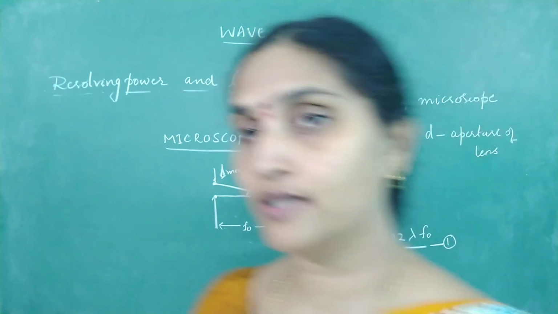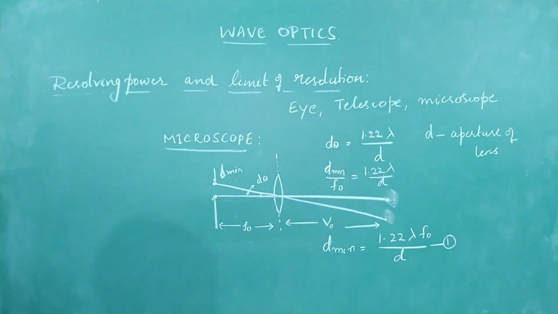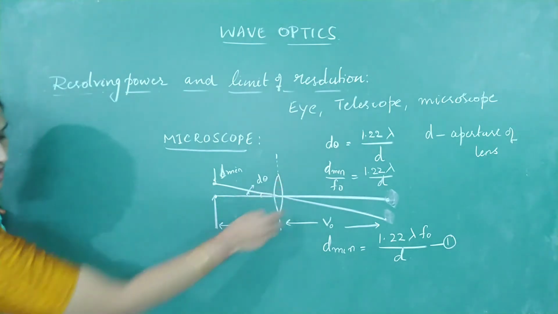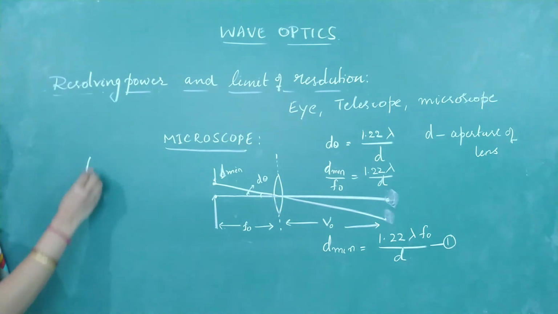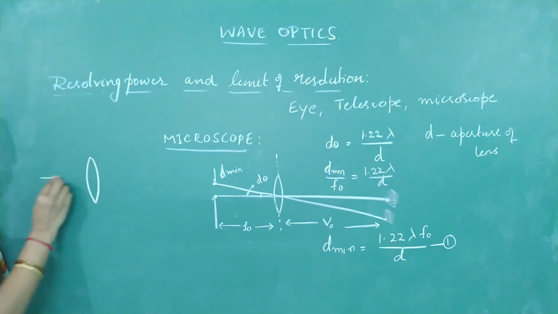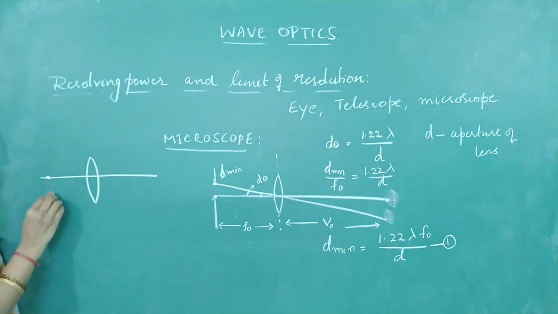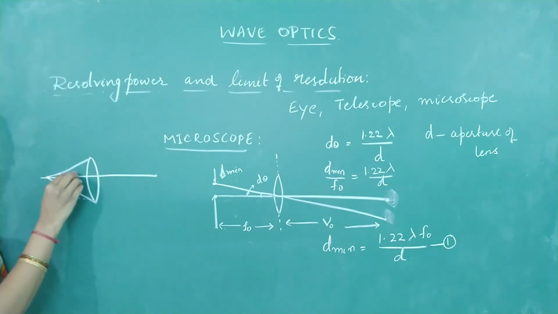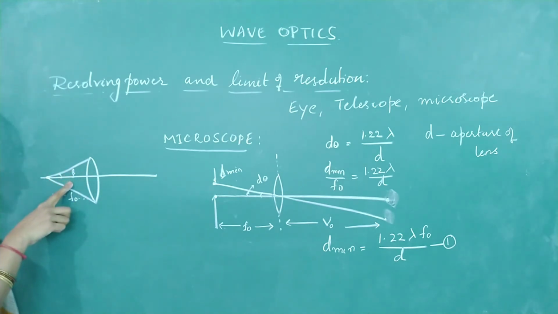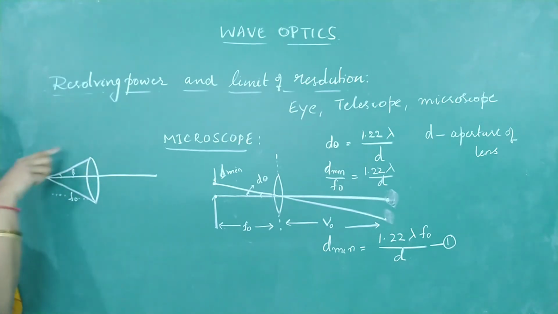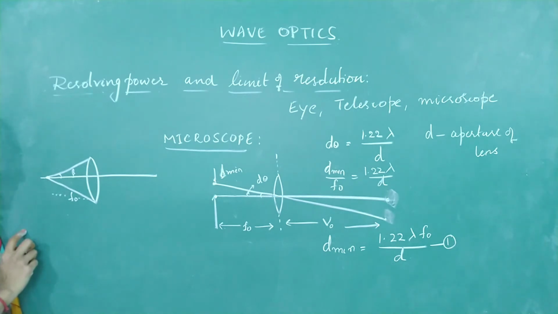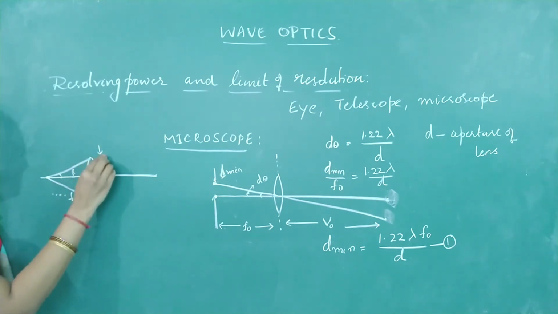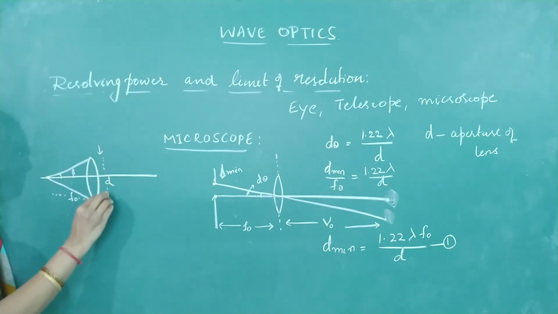We are going to further modify this relation. To modify this relation, I am again taking this objective lens. Let an object be placed here at a distance f0. Join these two lines. We call this angle beta. It is the semi-vertical angle. Remember, it's not a two-dimensional angle, it is a three-dimensional angle. So what is the size of the slit? We took it as d.